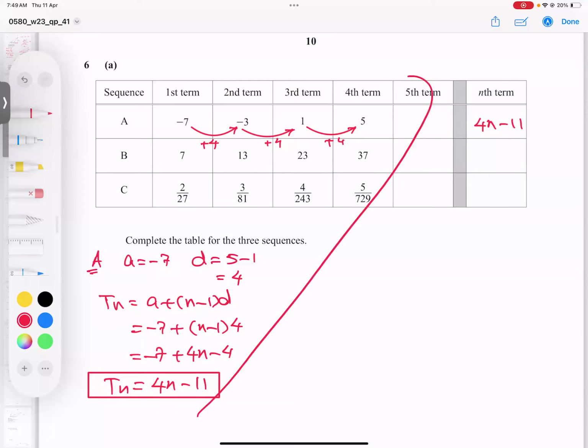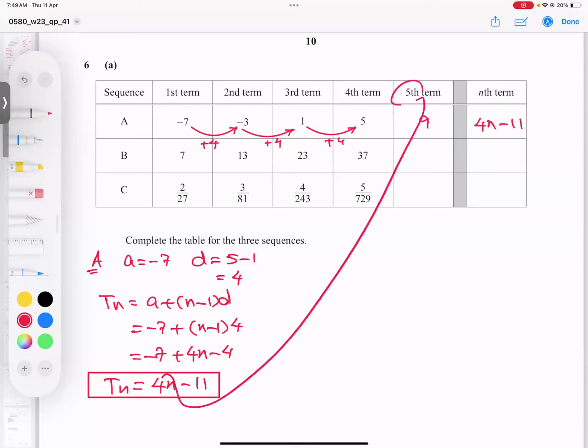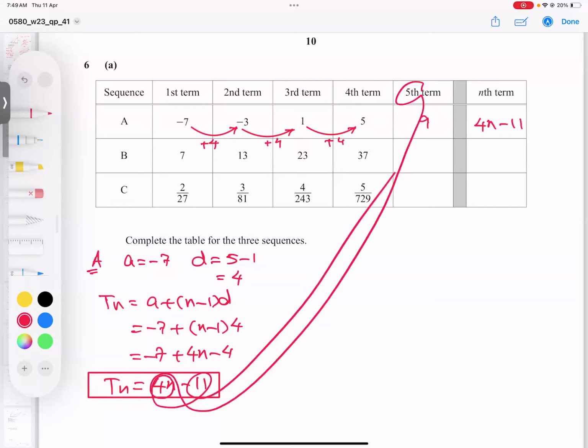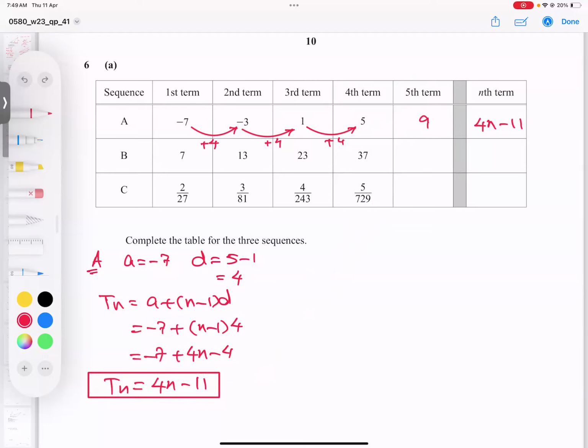And he asked for the fifth term. So simple, add 4 here, I get 9. Or if you want to see the second technique, you plug in this 5 in the place of n. So 5 into 4 is 20, out of 20, 11 gone, 9 comes. So both are correct. Okay.